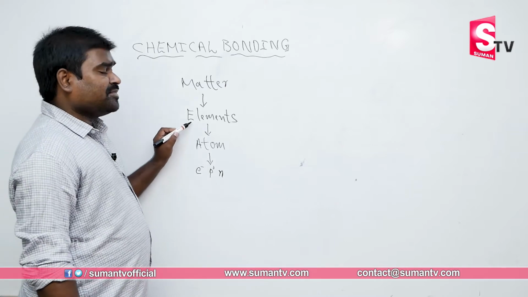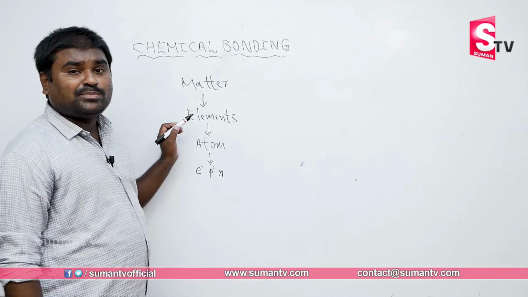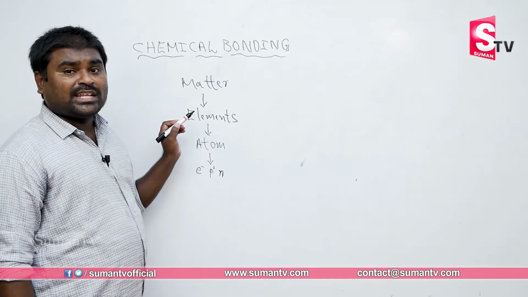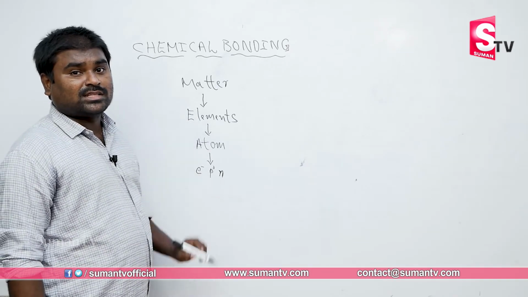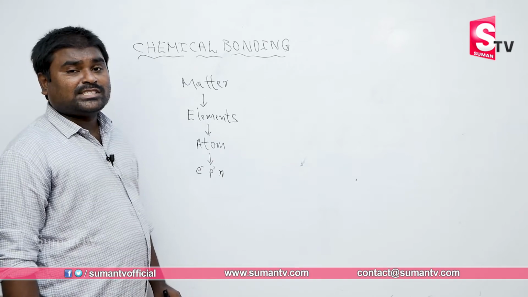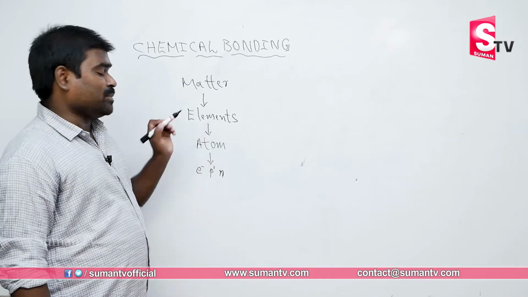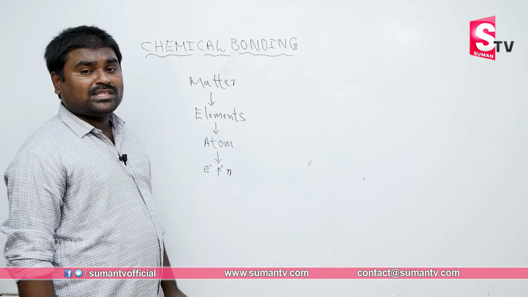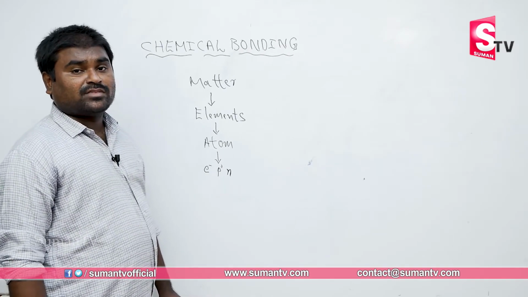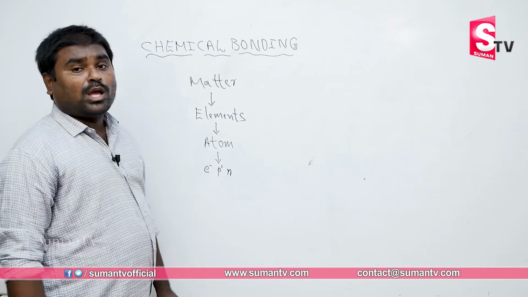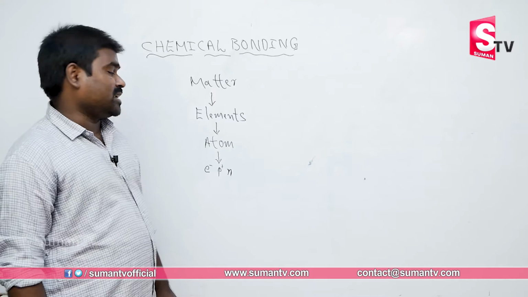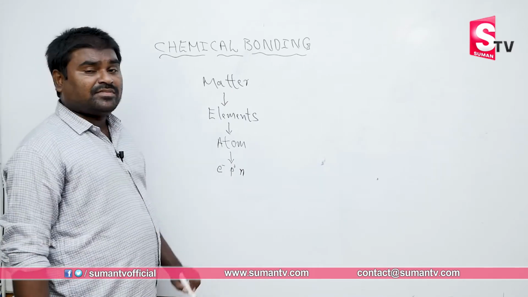Then what is the definition of an element, children? An element is a pure substance which we can't separate by using any physical or chemical methods. Such type of material we call an element. An element is a pure substance which we can't further divide by any physical and chemical methods. Understand?